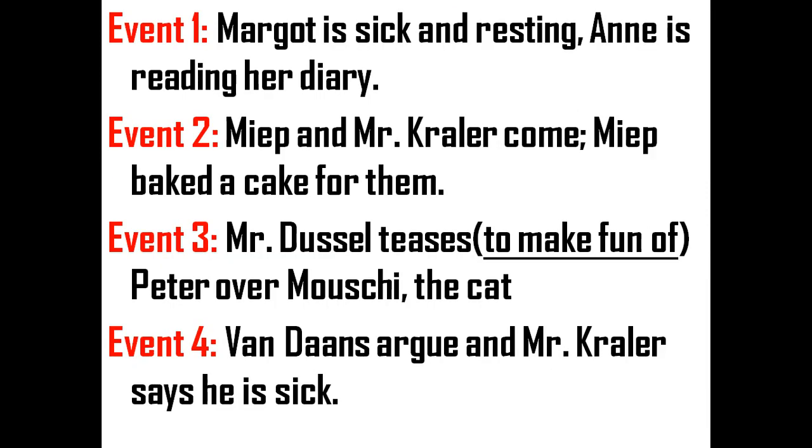Now the events. The first event: Margot is sick and resting. Annie is reading her diary. And you know that Margot is the sister of Annie, the elder sister. Event 2: Miep and Mr. Kraler come and Miep baked a cake for them.